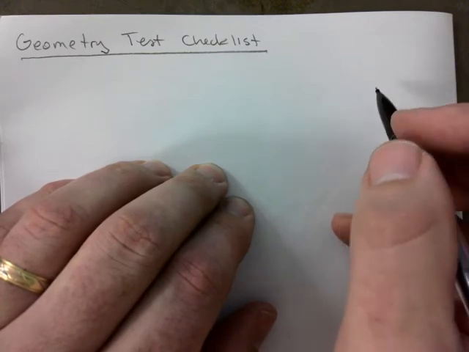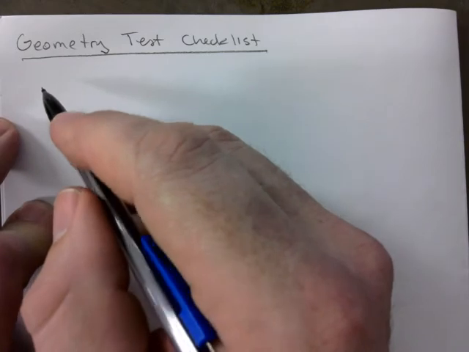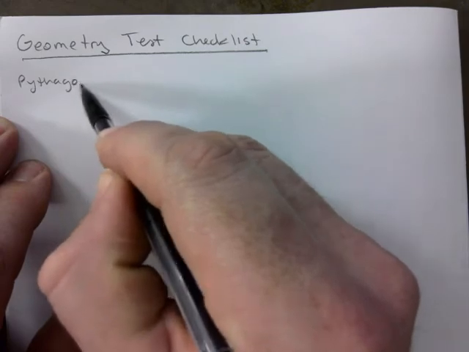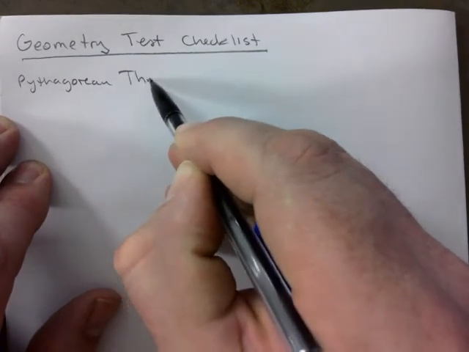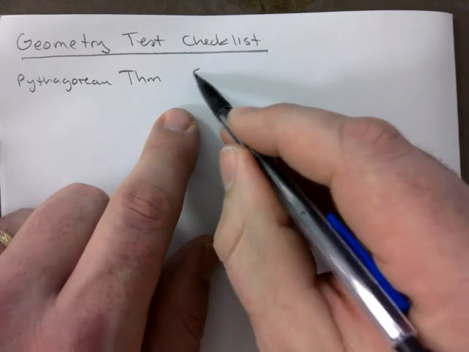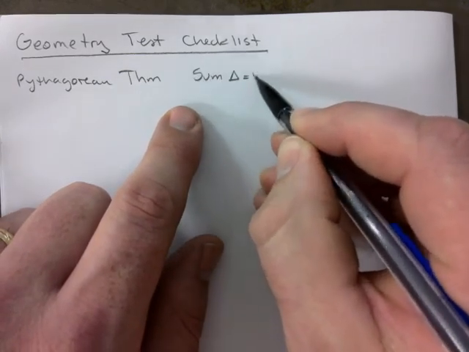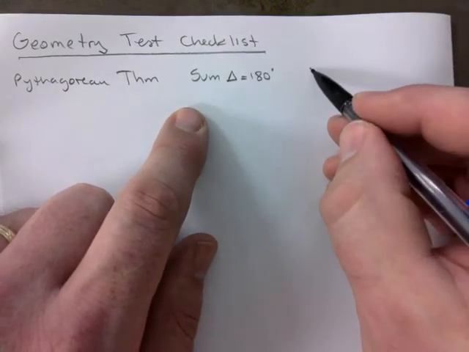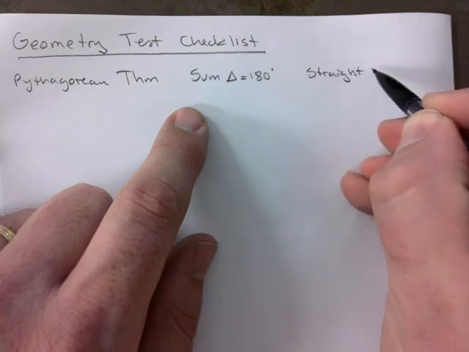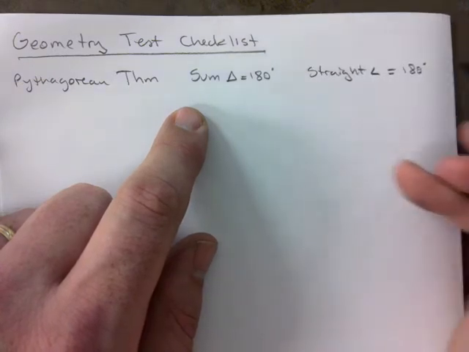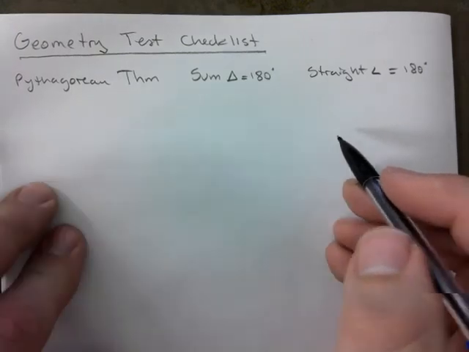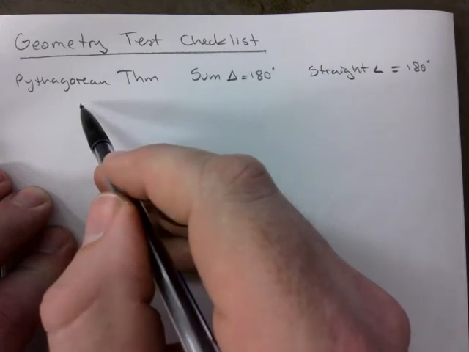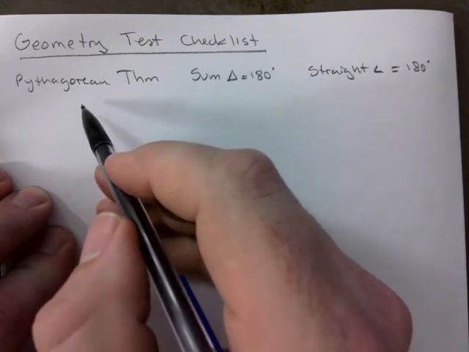Test checklist, here we go. Your most powerful tools that are your friends on this one are the Pythagorean Theorem. This is the back of the booklet. Sum of triangle is equal to 180. And the fact that a straight angle is equal to 180 as well. The back of the booklet, yeah, anywhere in the back.